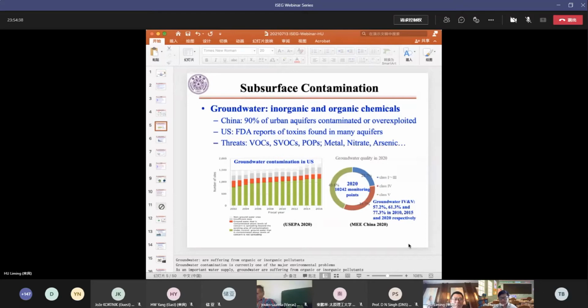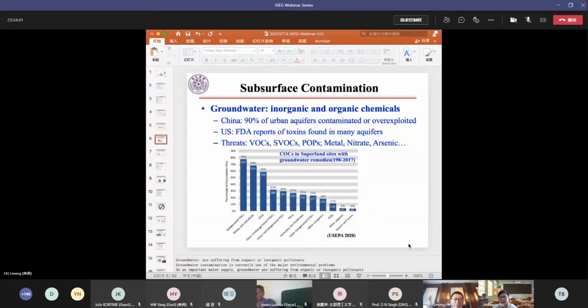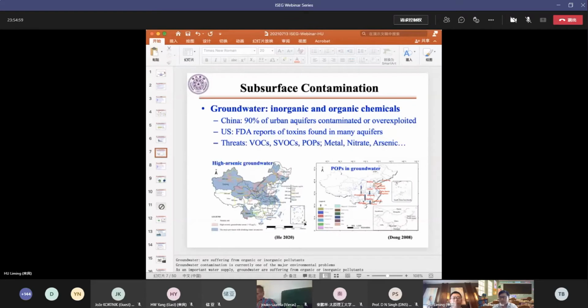And these are the contaminants of concern in Superfund sites in the US. So we can see there are different kinds of organics and inorganics in groundwater. This is the high arsenic groundwater distribution in China, and this is POPs in groundwater in China. We can see that in the southeast of China, the economy is developed and the contamination is very severe.